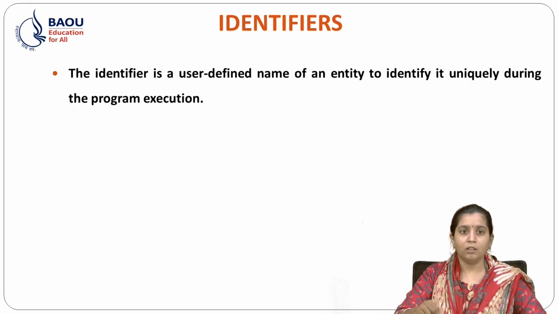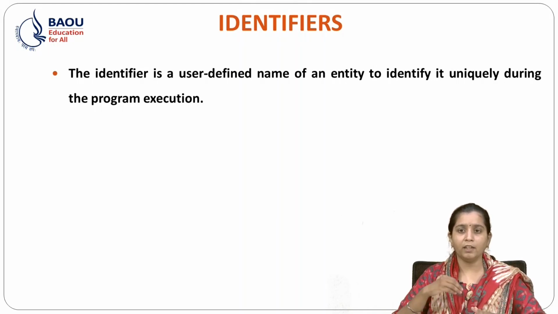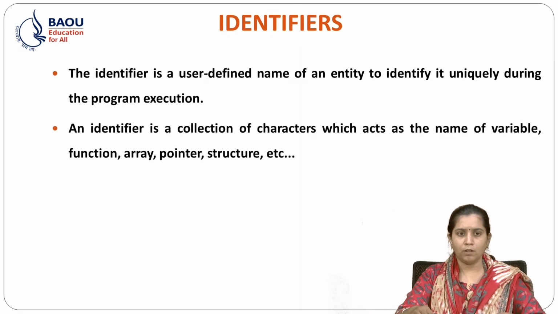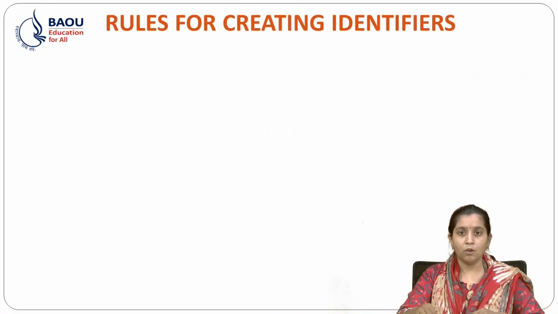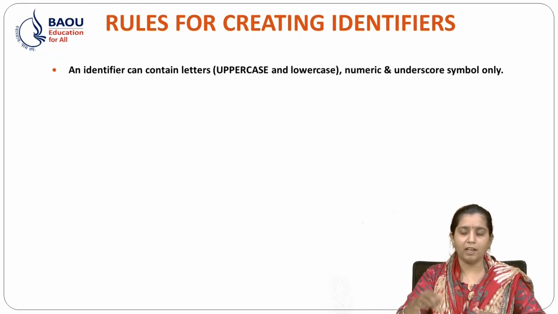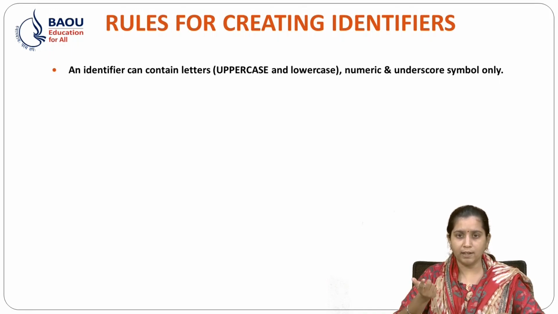Identifiers. An identifier is a user-defined name of an entity to identify it uniquely during the program execution. An identifier is a collection of characters which acts as the name of the variable, function, array, pointer, structure, etc. Rules for creating identifiers: an identifier can contain uppercase letters, lowercase letters, numerals and underscore symbol only.